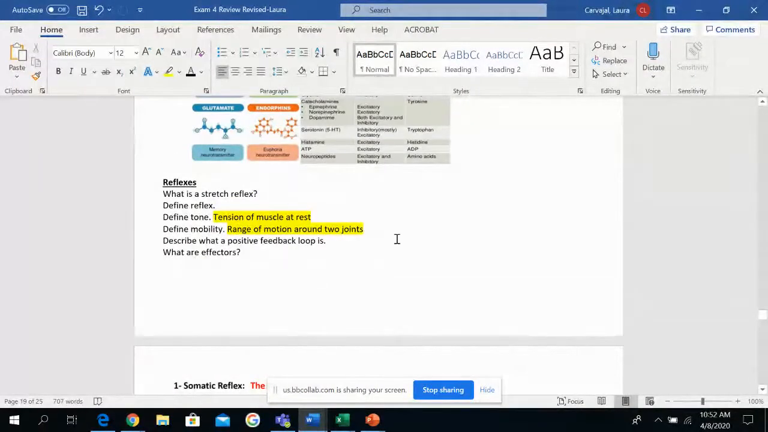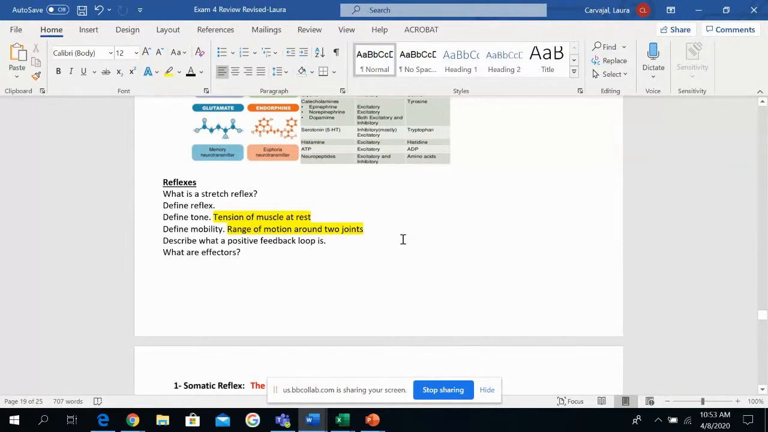Define tone: tension of muscle at rest. Mobility: range of motion around a joint. So you have limited mobility of your hip joints, knee joints, elbow joints, and shoulder joints, because we can't go in a full circle. We can only do 180, or for our elbow, we can only extend to 180. We cannot do 360 because that would mean that we would have to break our olecranon fossa and the other one. I forgot the name of it.